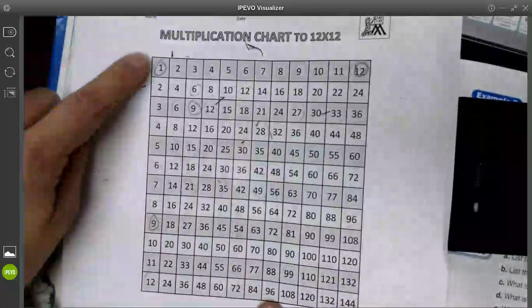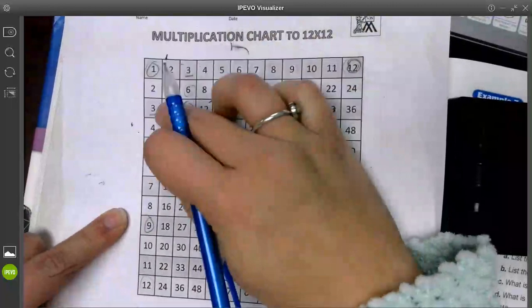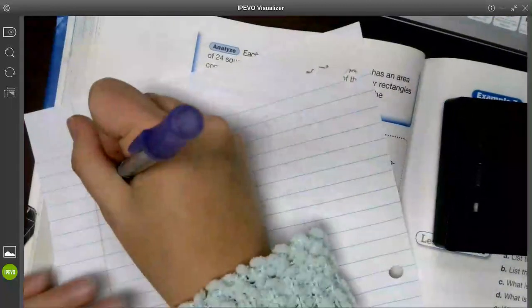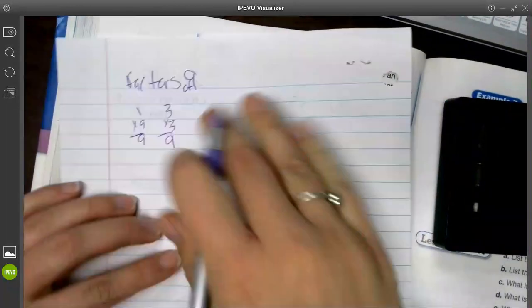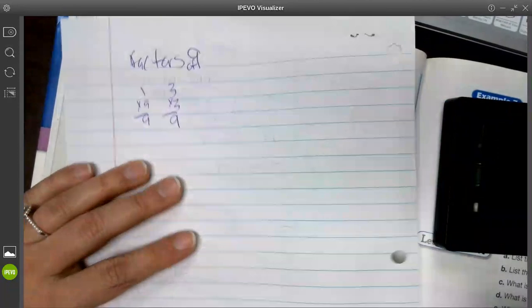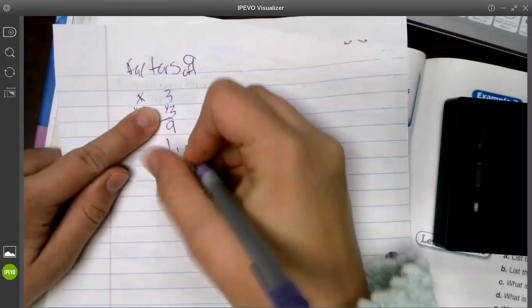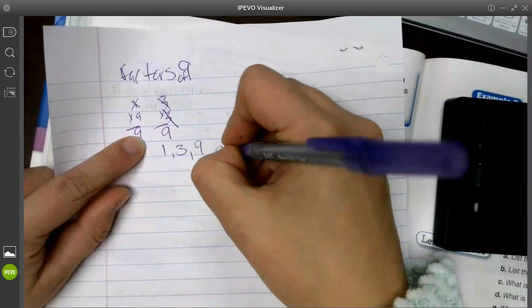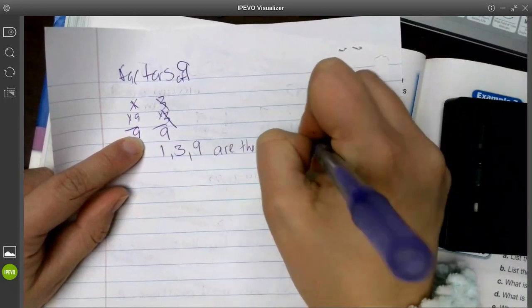I don't see 9 anywhere else. So I have 1 and 9, and I need to look to see what the factors are. 3 and 3. Okay, so I'm going to write those down. So we have 1 times 9 is 9, and we have 3 times 3 is 9. All right, so this factor pair, we start with 1, cross it off, and then we have 3, so we've used 3, so we don't need to put it twice. And then we have 1, 3, and 9 are the factors of 9.